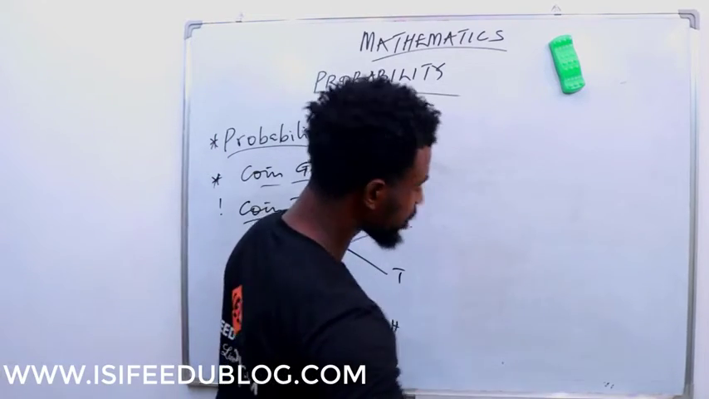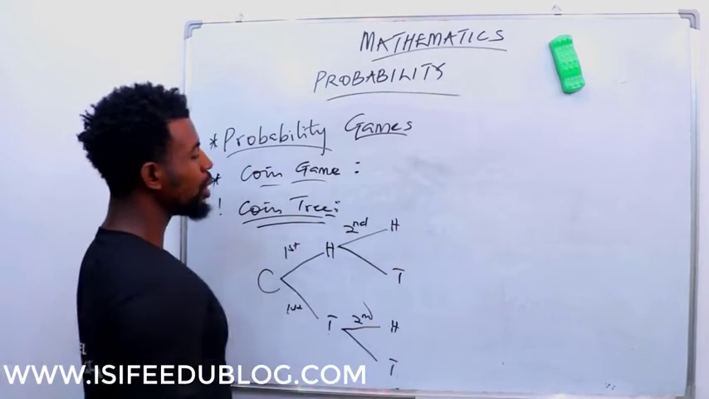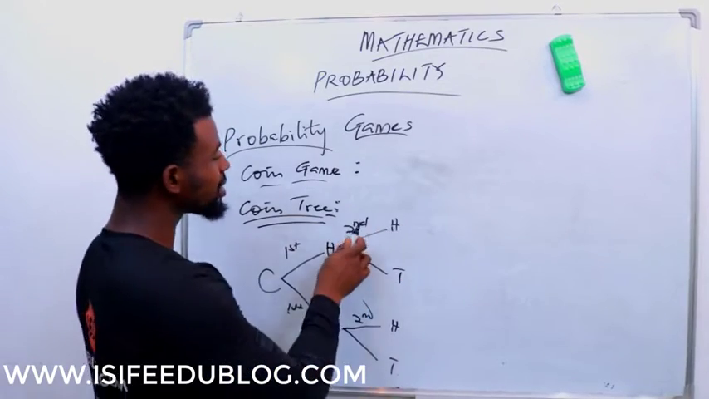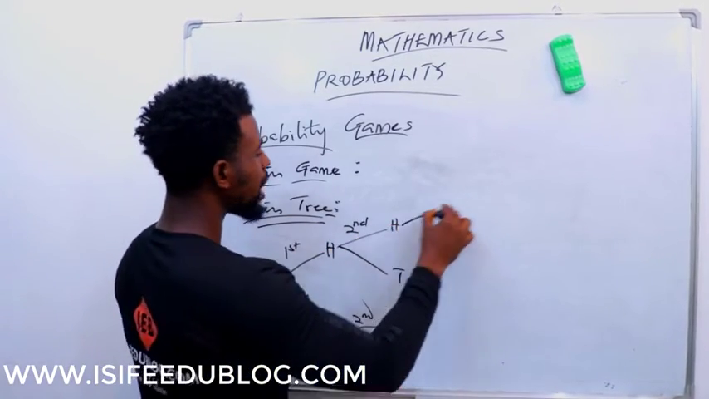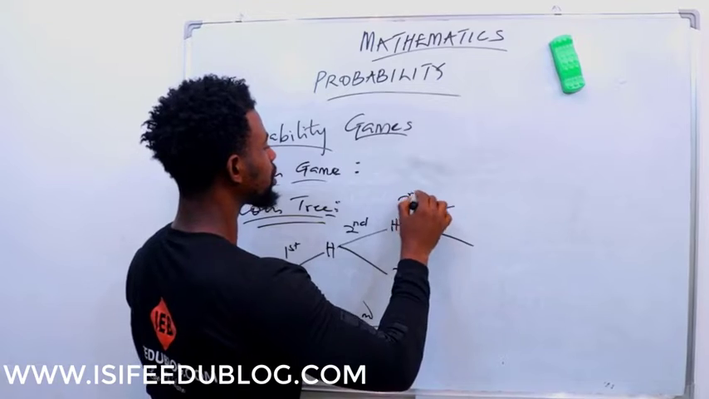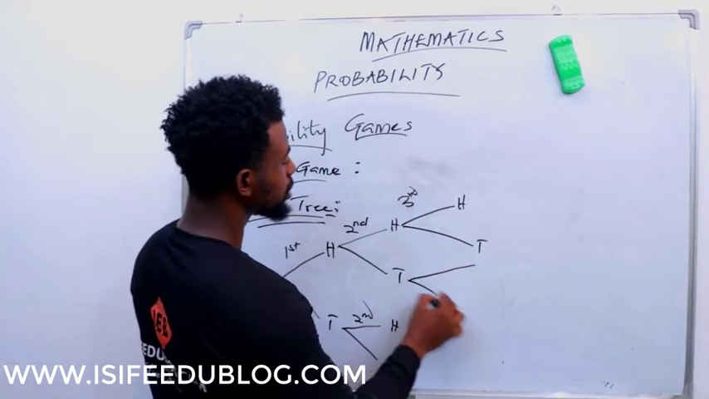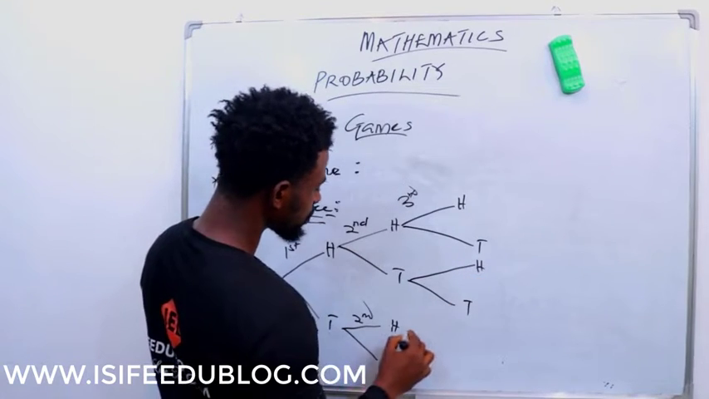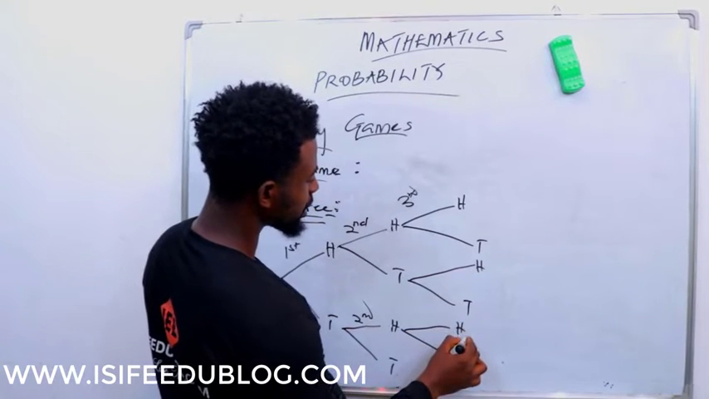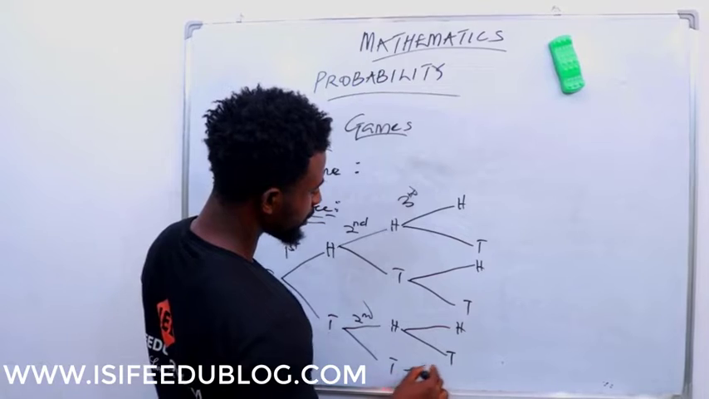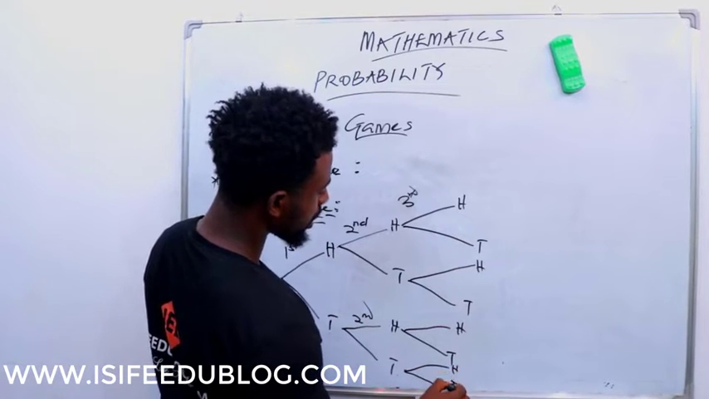If you have a coin being tossed 3 times, that means we'll also have to extend our branch to have our third toss. So for our third toss, we have this to be head and tail. We'll have this to be head and tail. We'll have this to be head and tail. Then we'll have this to be head and tail.